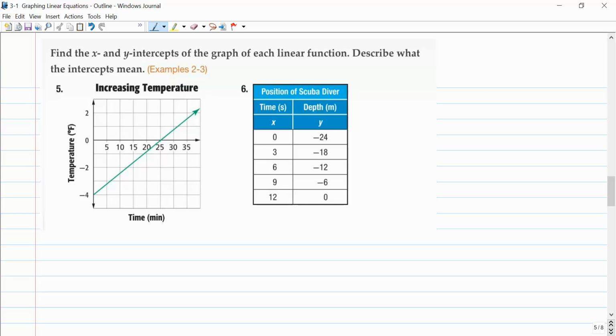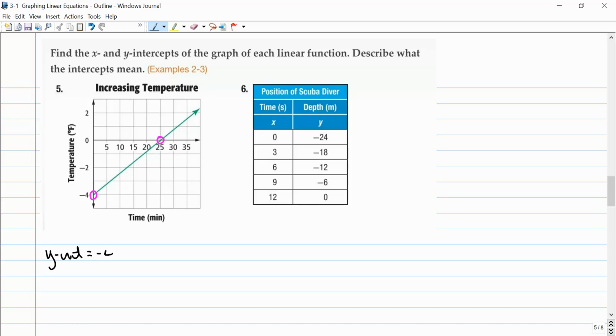It says find the x and y intercepts of the graph of each linear function and describe what the intercepts mean. So for our first one, we have a graph here that's entitled Increasing Temperature. Time is on my x-axis, temperature is on my y-axis. This point right here is going to be my y-intercept, and this point right here is going to be my x-intercept.